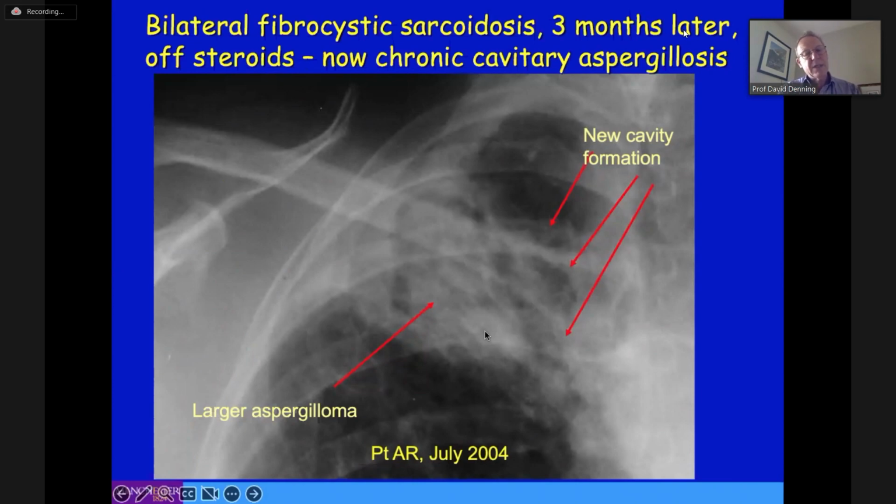So this is the danger of giving steroids to patients who have a chest disease which might benefit from steroids, without giving antifungal therapy if they are at risk of CPA. And we know that if you treat patients with CPA with steroids, you increase mortality by 250%. It's a big, big increase in mortality. So be very careful of steroids without appropriate antifungal therapy.